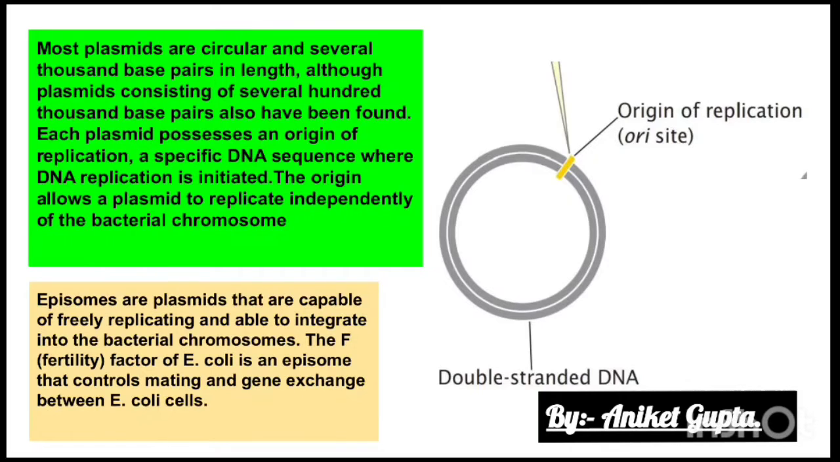Now another term is episomes. What are episomes? Episomes are plasmids that are capable of freely replicating and are able to integrate into the bacterial chromosome. The F factor of E. coli, that is the fertility factor of E. coli, is an episome, and it controls the mating and gene exchange between E. coli cells. So what these episomes simply do is promote gene exchange between bacterial cells.